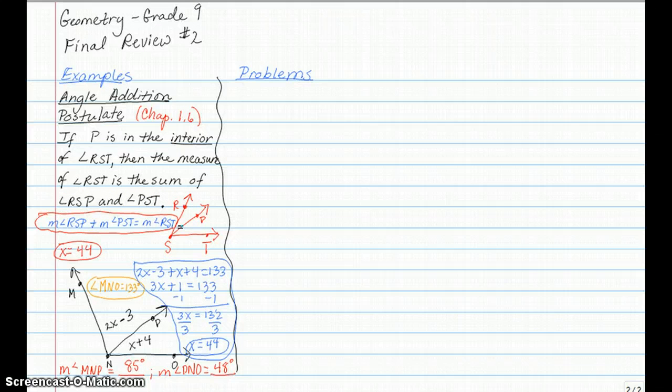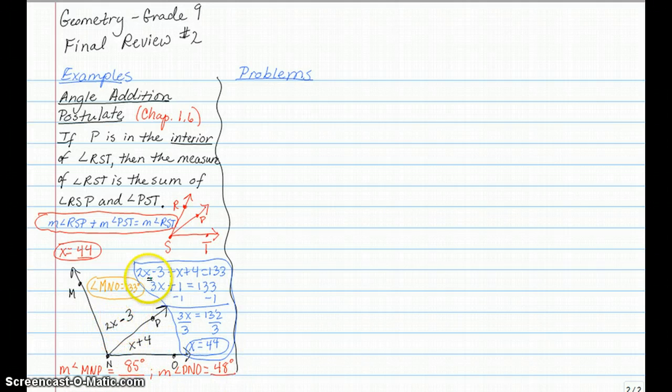All right, so I've started with one that's a little bit more challenging. We've got this angle MNO, and it's 2 angles. We know that the measure of angle MNO in orange is 133 degrees, and you are going to be given angle MNP equals 2x minus 3, angle PNO equals x plus 4, and you'll need to find x, you'll need to find MNP, and you'll need to find PNO's measure. So we have a little algebra involved here.